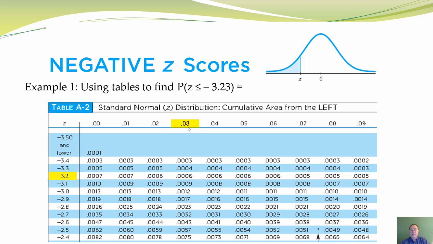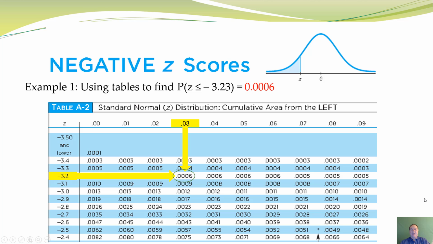What do I do to get my answer? Well, I come across from negative 3.2 and down from 0.03, and where they meet, I get 0.0006, and that becomes my answer for the probability less than or equal to negative 3.23.